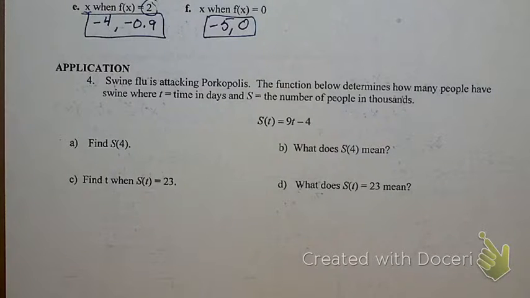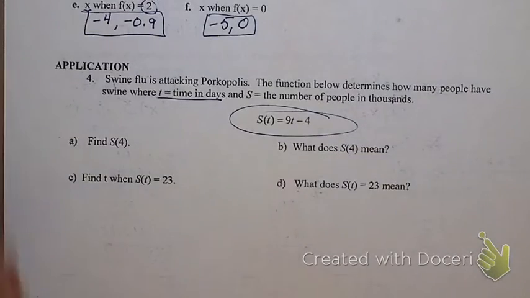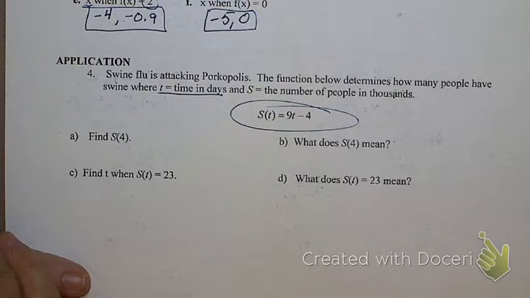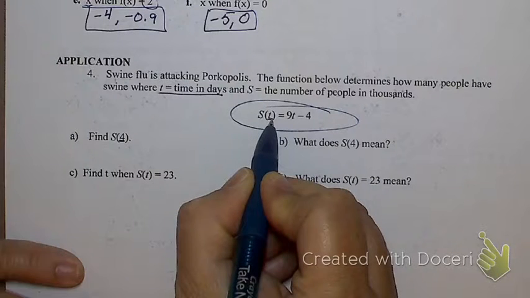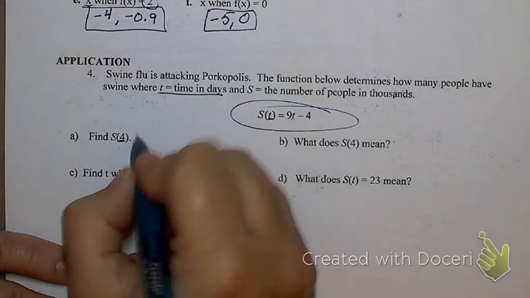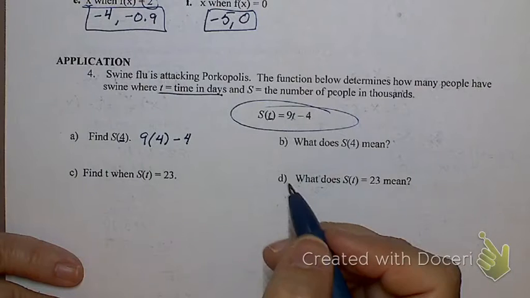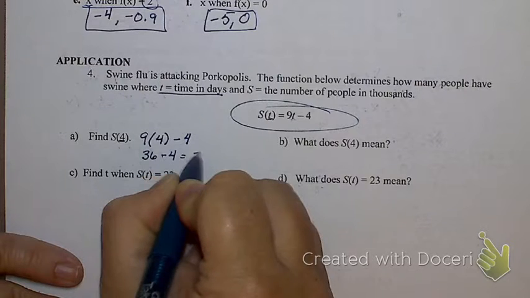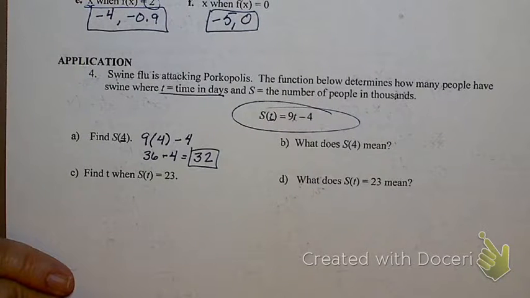Okay. The function below determines how many people have swine, where T is the time in days and S is the number of people in thousands. So that's my equation. Find S of 4. What does that mean? Well, this is my equation. The 4 is in place of the T, so I put it in place of the T here also. So 9 times 4 minus 4. What is 9 times 4? 36. Minus 4. So S of 4 is 32. So far, so good? Yes.